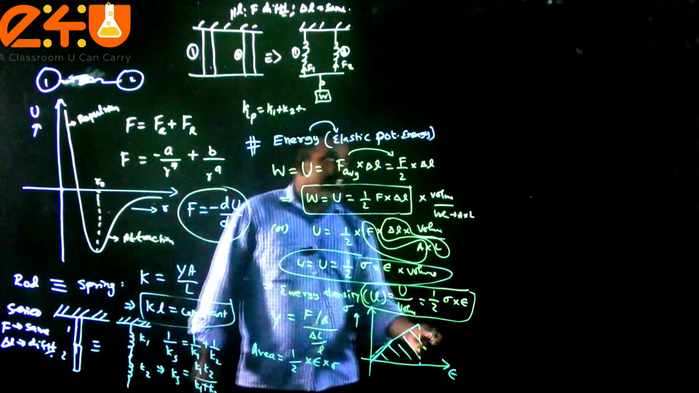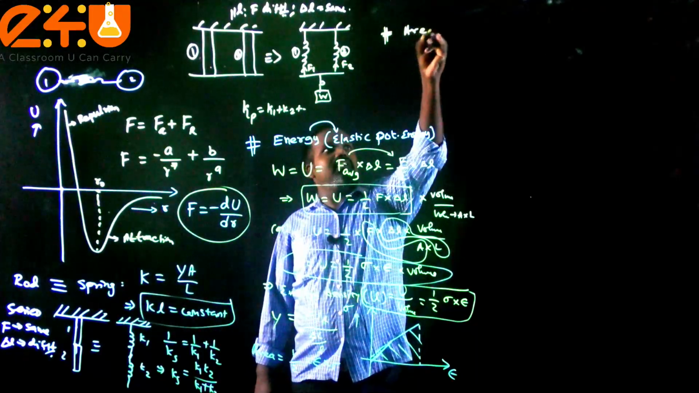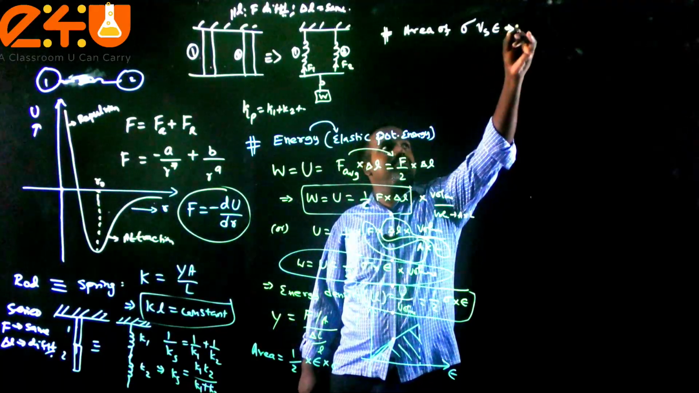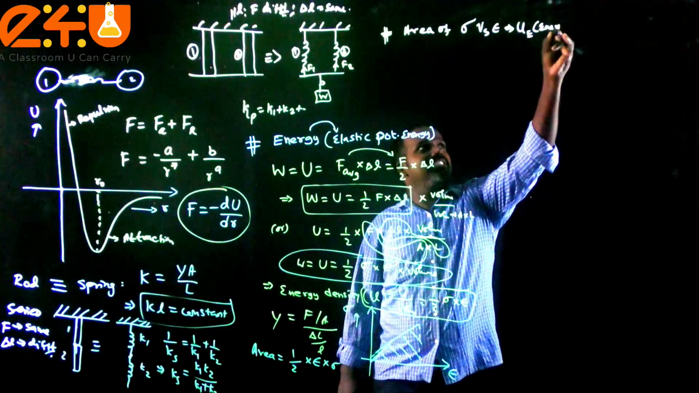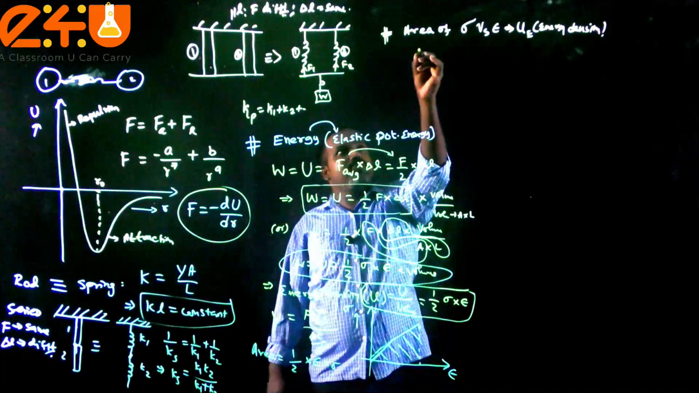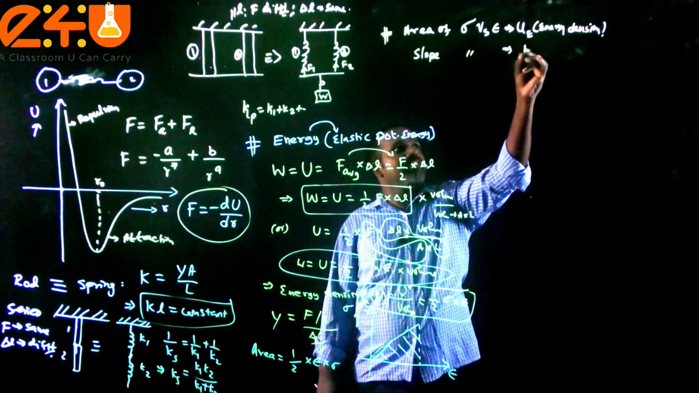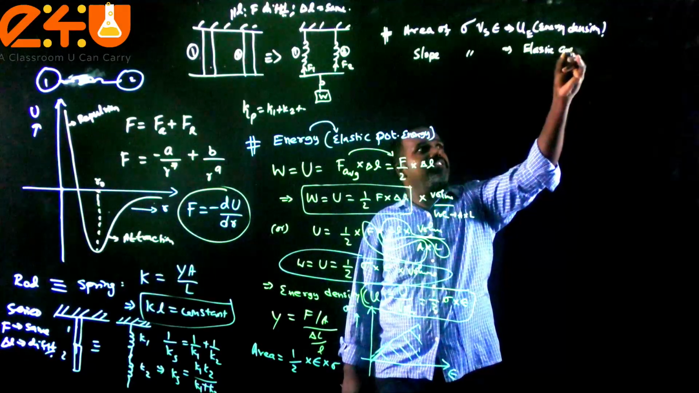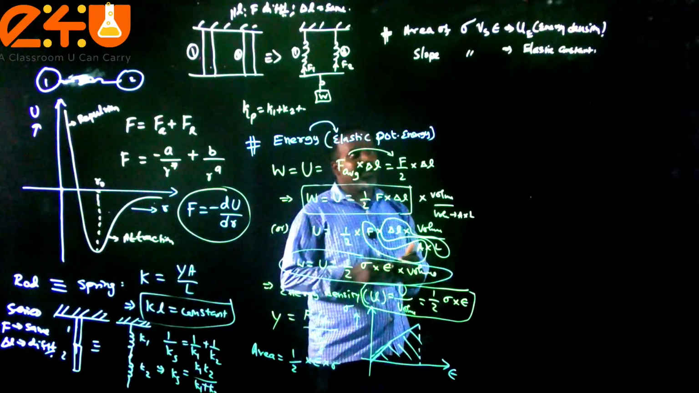Therefore, the conclusion of this graphical discussion is that the area of the sigma versus epsilon graph gives the energy density, that is small u, whereas the slope of the sigma versus epsilon graph gives the elastic constant. So these are the main things we consider here.